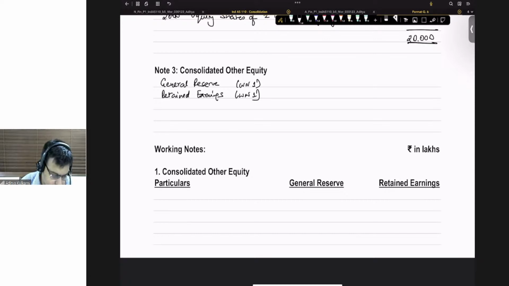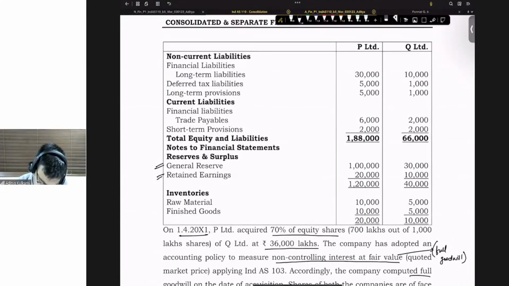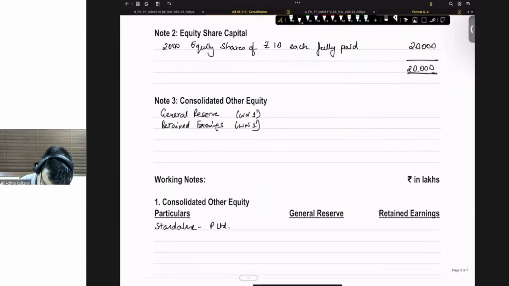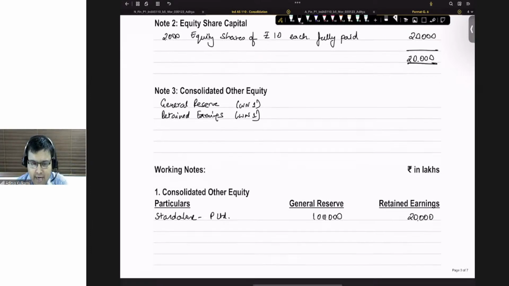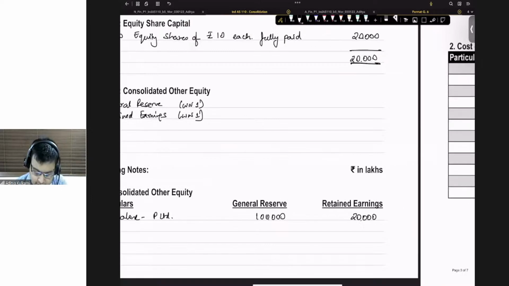And the first thing you will write here is standalone from P Limited as on the date of consolidation. So the standalone reserves are 1 lakh and 20,000. So let us copy and write it as it is. 1 lakh and the other one is 20,000. Okay, so that takes care of the consolidated other equity.